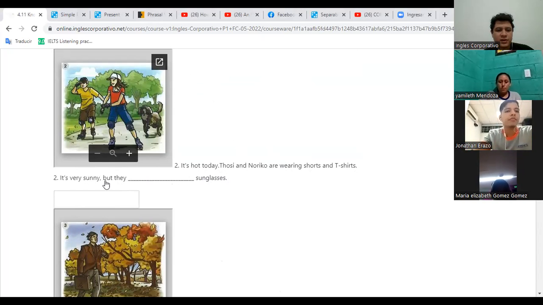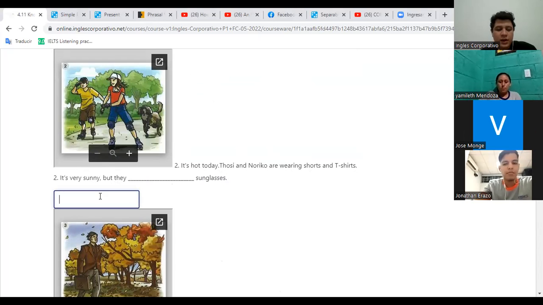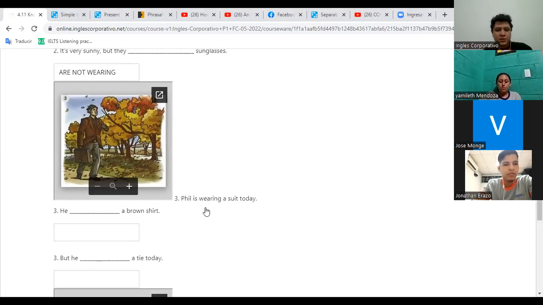So tell me, guys, what is the answer here? But they sunglasses. They are not wearing. Perfect. Are not wearing, or aren't wearing sunglasses. No están vistiendo lentes de sol. Perfect. Thank you.